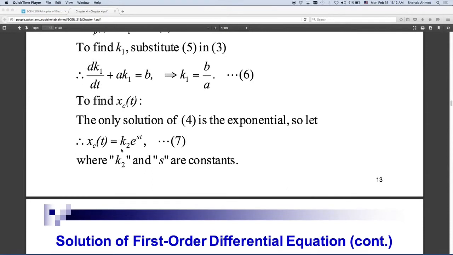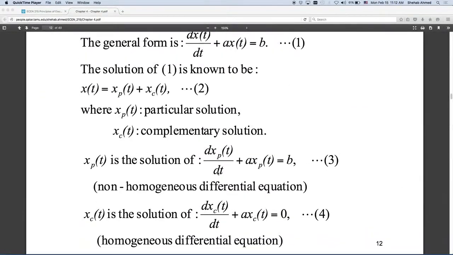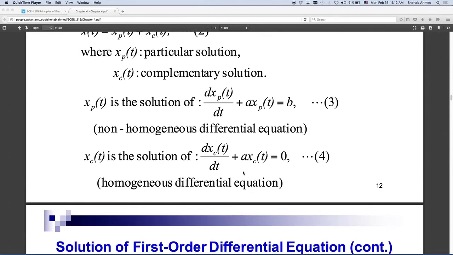So we said that x of t is equal to k2 e to the st. Our original equation looks like this: dx of t plus ax equals b. Or we're solving the one with 0 now. So dx of t plus ax equals 0. The solution to that is this k2 e to the minus st, right? So xc of t is this k2 e to the minus st. So we will substitute for xc and differentiate it and substitute in this equation form, right? Because we know what x of t looks like in this case. So we put it in there. We also differentiate it and put it in here, and then equate it to 0, right?